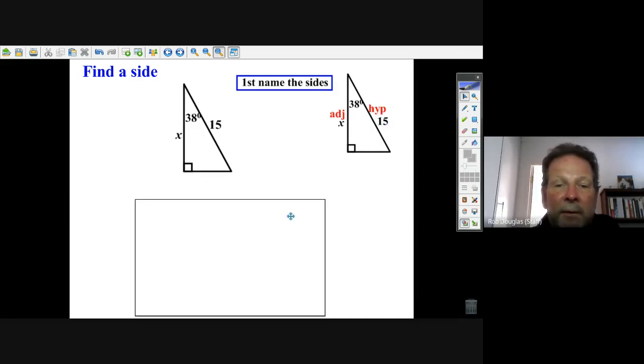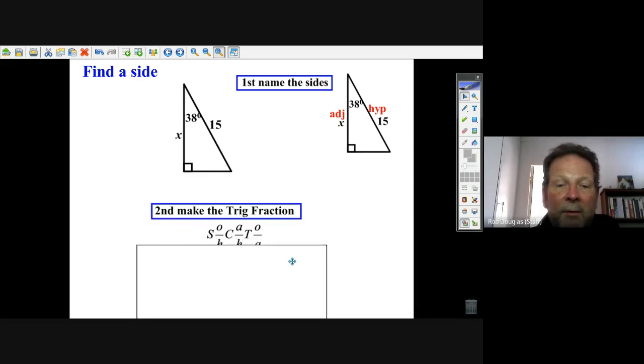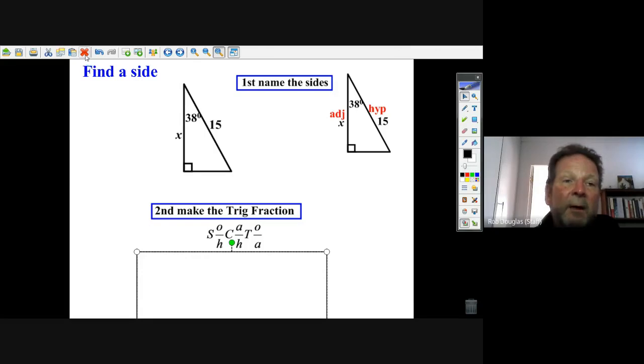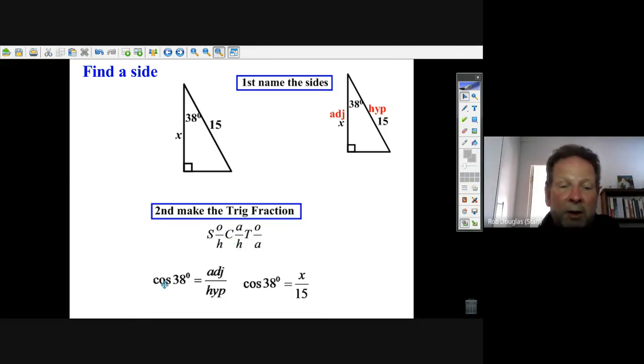Now it's time for SOHCAHTOA. That's right, SOHCAHTOA. So we look at adjacent and hypotenuse. Which one of these is it? Adjacent over hypotenuse, that's cosine. So now we can make the equation. The cosine of 38 degrees, that's adjacent over hypotenuse, is x over 15. Okay, that's all it is.